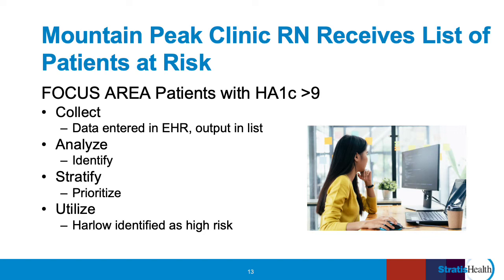The EHR generates a patient list or registry of patients with diabetes who are at higher risk of complications. Harlow is on the list because he had an elevated hemoglobin A1C on his last visit. Think of data elements you might want to include on the list, for example, basic patient info and demographics, payer, lab results and dates, diagnoses, provider, or other information needed to be useful to your team.